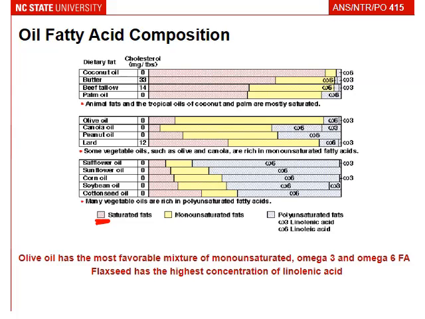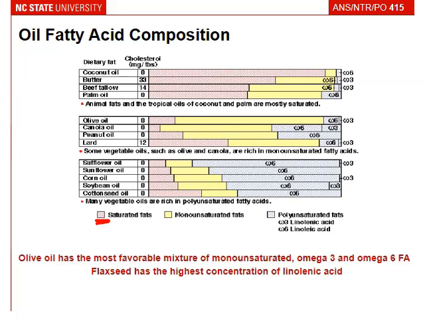Then our next classifications are olive oil, canola oil, and peanut oil versus lard. Here you can see our olive oil has a little bit of saturated fats, a significant amount of monounsaturated, and small amounts of omega-6 and omega-3. So it really has a favorable mixture of monounsaturated, omega-6 and omega-3. And because we have this monounsaturated, it's slightly more stable than our regular vegetable oils.